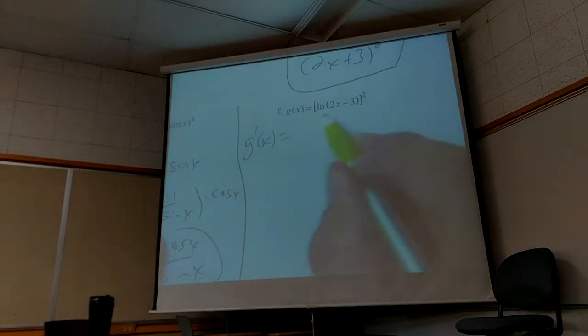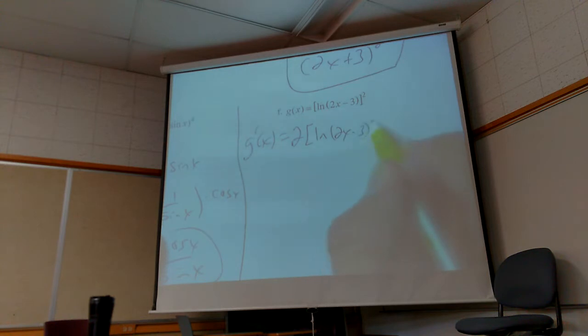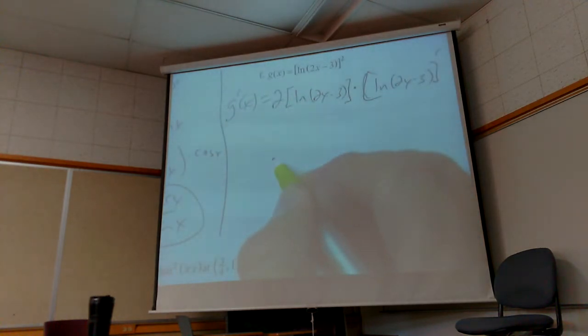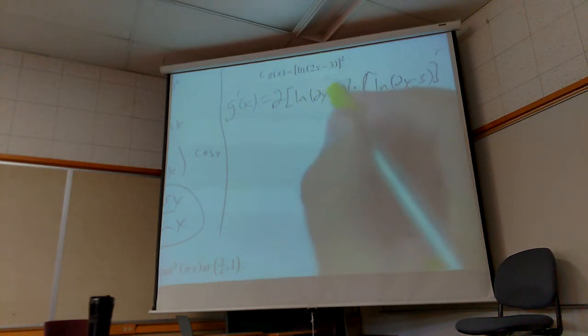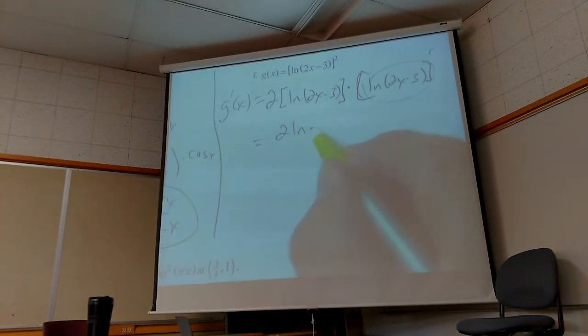So how do I do this derivative? Is something squared? So it's 2 times something to the first times the derivative of that. Right? 2 times this to the first, times the derivative of the inside. So this, of course, is going to be, let's just write all this out, 2 ln(2x minus 3).